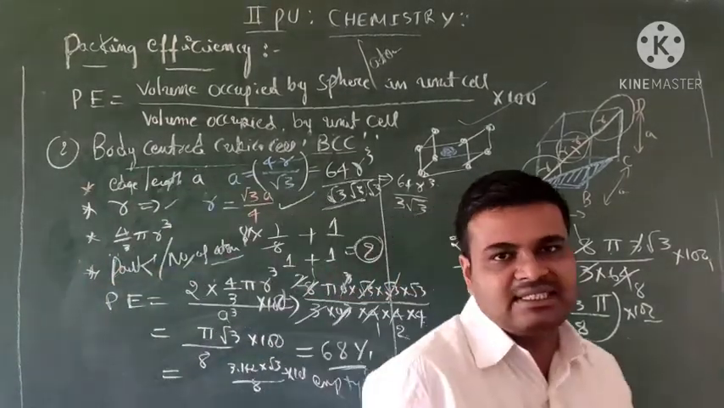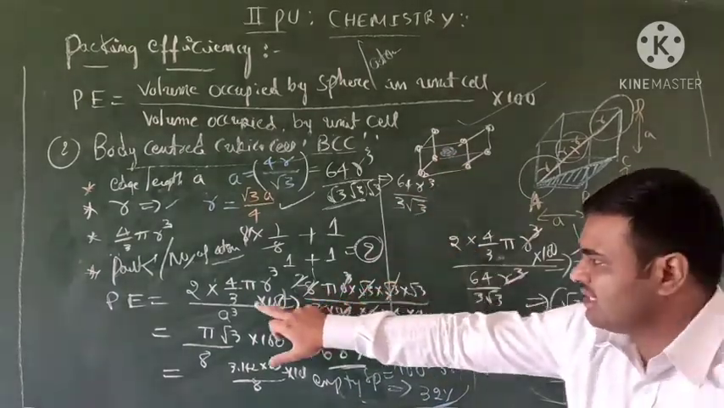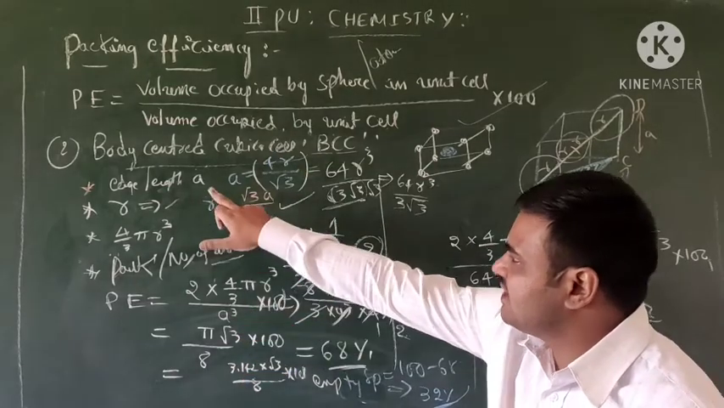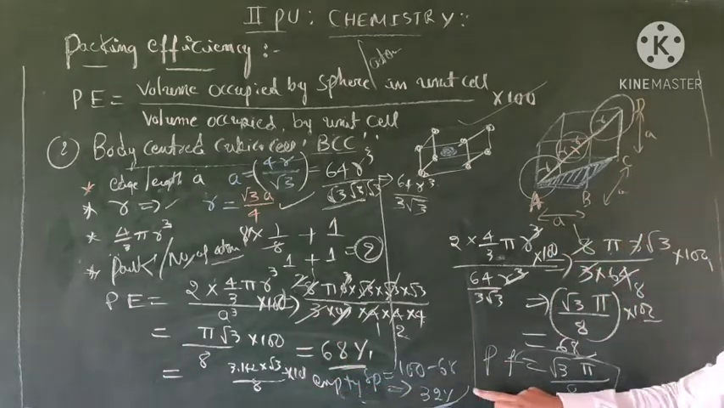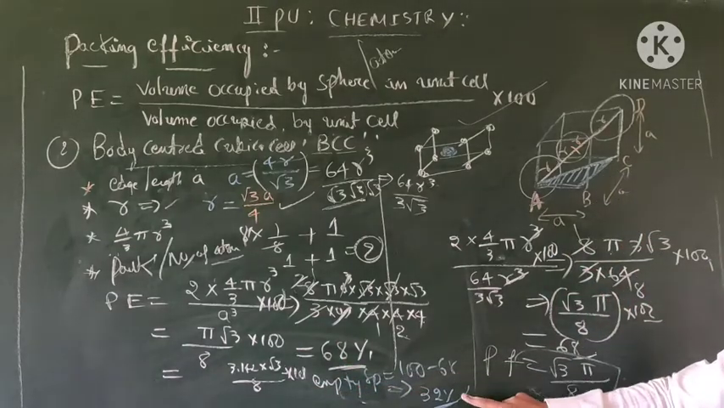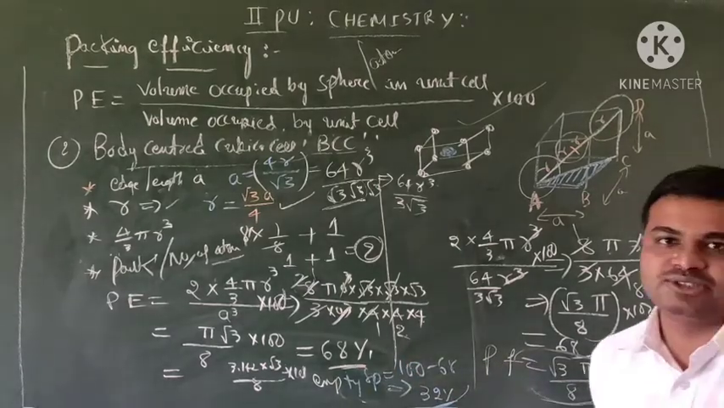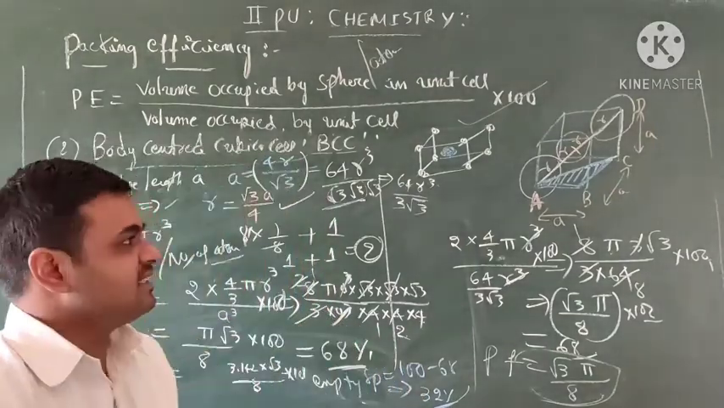Okay students, in the body centered cubic cell the number of atoms is 2, multiplied by 4 by 3 pi r cube, the volume, divided by a cube, the unit cell volume, into 100. The calculation is over. The packing efficiency is 68%, and the empty space is 32%. Okay students, and next, the last one, the face centered cubic cell.